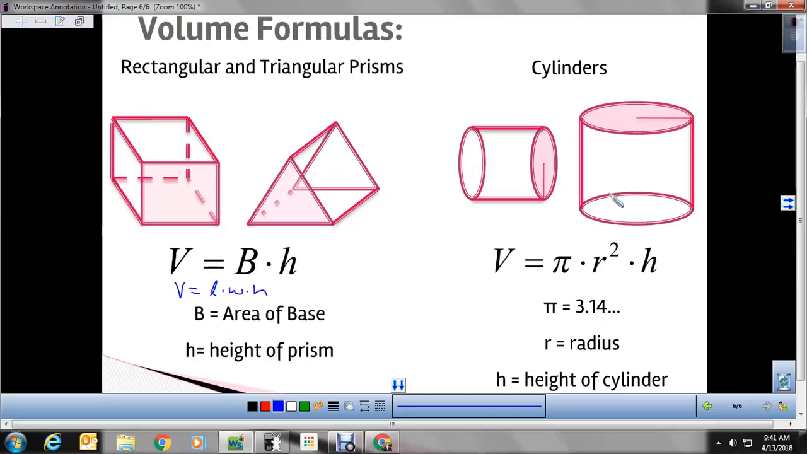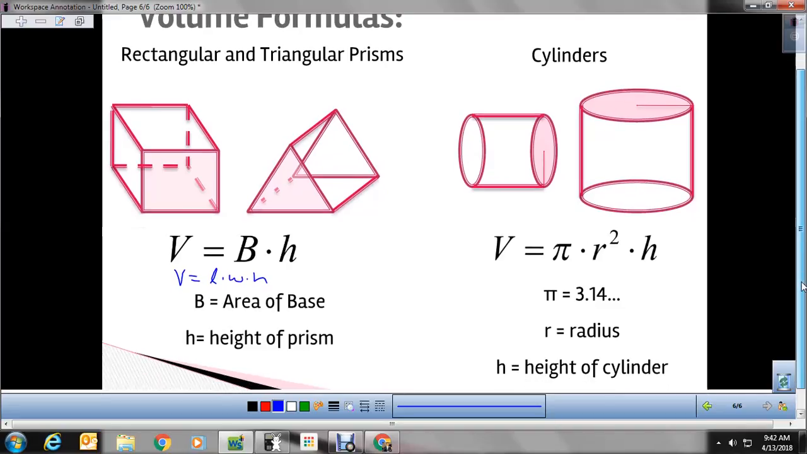In a cylinder, it is once again area of the base times the height, but the area of the base is the circle, so it's pi r squared times the height. Now, we will not use 3.14 for pi, we're going to use the pi button on our calculator.